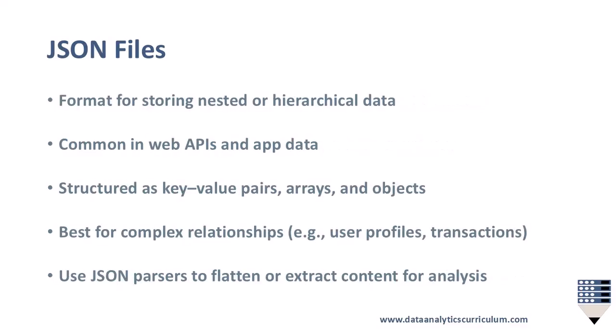JSON files. JSON, or JavaScript Object Notation, is used to store nested or hierarchical data. It's common in web APIs and application data, structured as key-value pairs, arrays, and objects. JSON is excellent for complex relationships, such as user profiles or transaction records. To analyze JSON data, you often need to parse and flatten it into a tabular format.